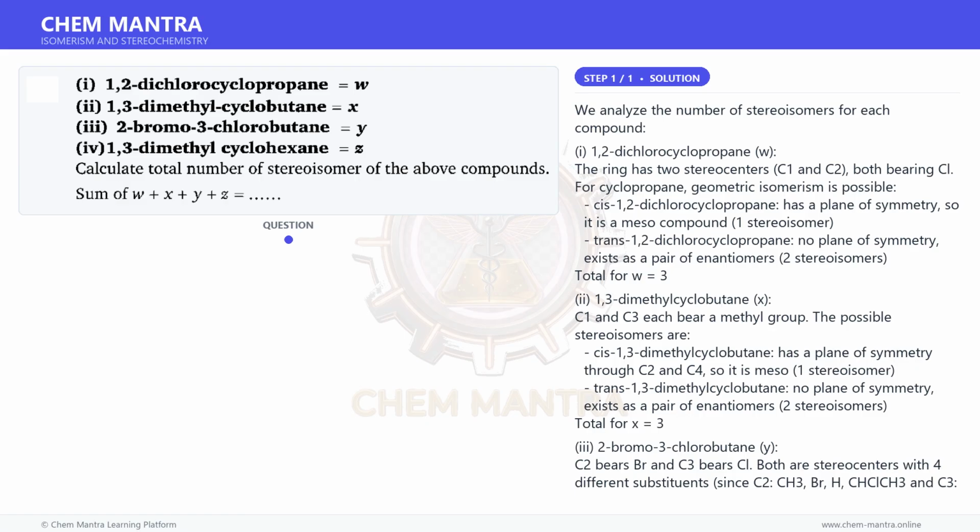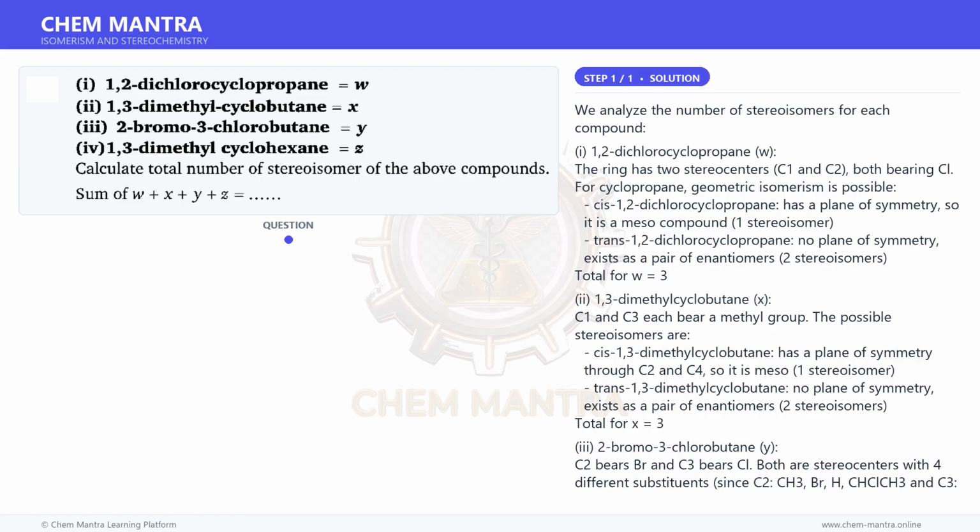Alternatively, for 1,3-dimethylcyclobutane, cis, meso, 1, plus trans, 2 enantiomers, is equal to 3 for X, or if only cis plus trans counted, X is equal to 2. The consistent interpretation giving 12 is W is equal to 3, X is equal to 2, Y is equal to 4, Z is equal to 3, or W is equal to 3, X is equal to 3, Y is equal to 4, Z is equal to 2.